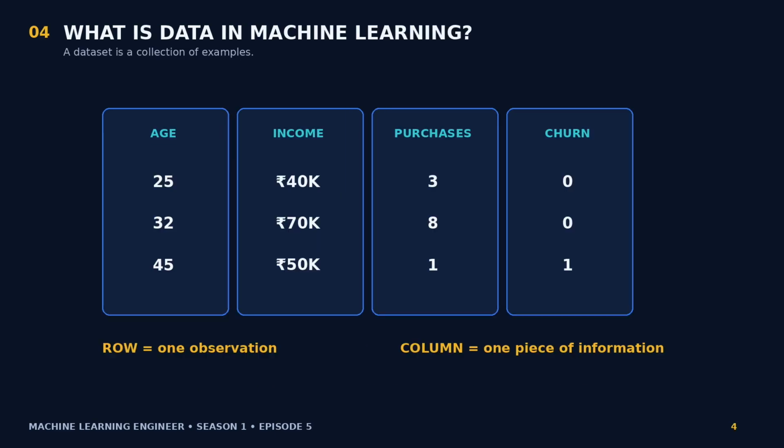Let's understand what data actually looks like in machine learning. A data set is usually a collection of examples or observations. Each row represents an observation. Each column represents some information about that observation. For example, suppose we are building a model to predict whether a customer will leave a company. Each row could represent one customer. Age, income, and number of purchases could be input features, and churn could be our target.